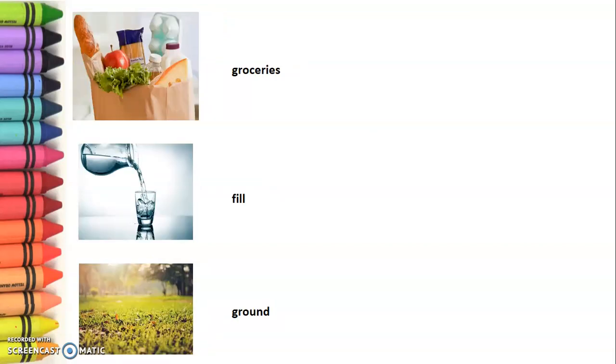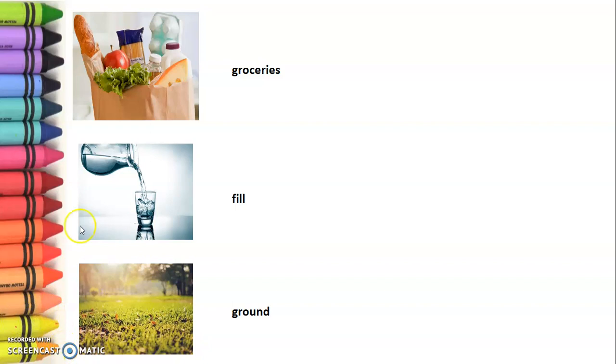Number 16. Groceries. The food and other items that you buy in a food store or supermarket. An example would be, people are buying extra groceries in anticipation of heavy snowstorms. Emma loaded all the groceries into the car.